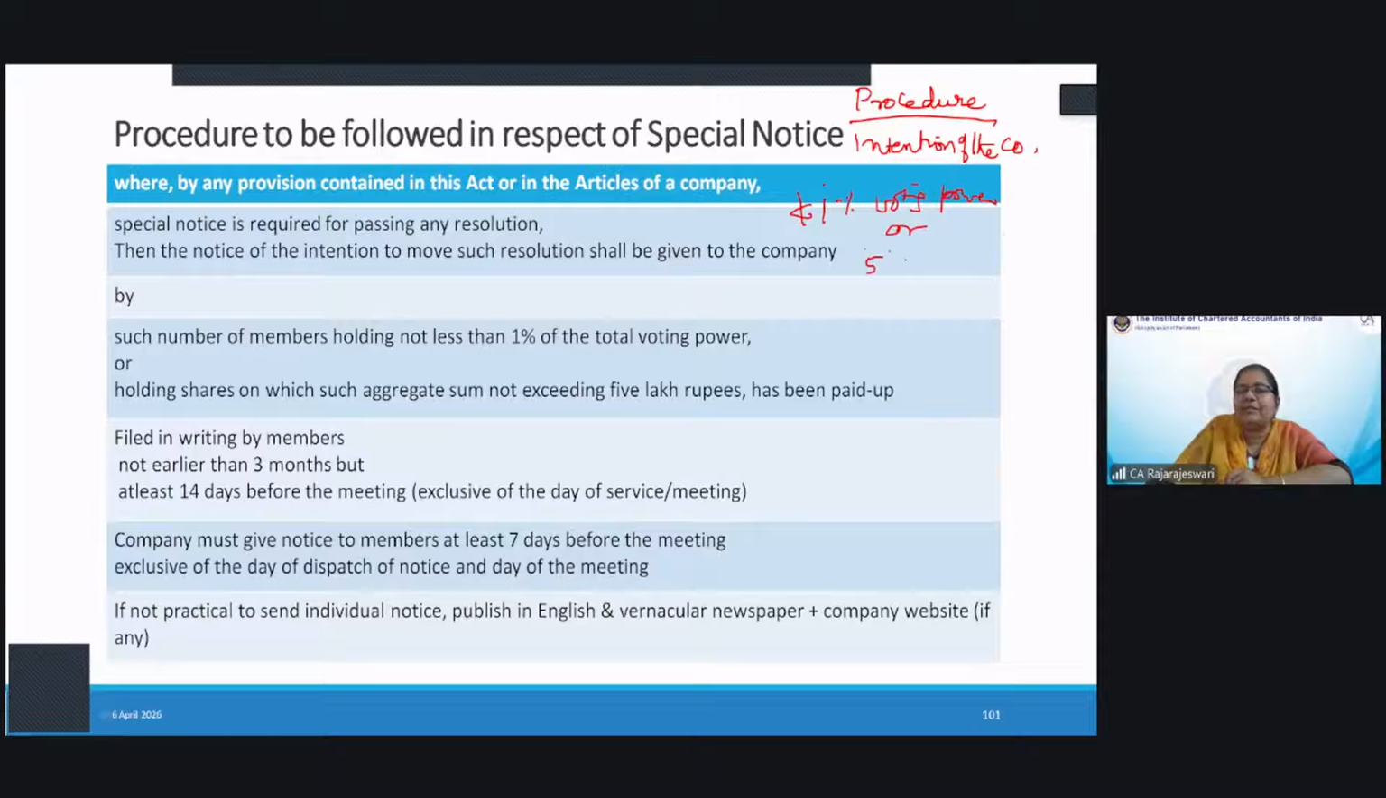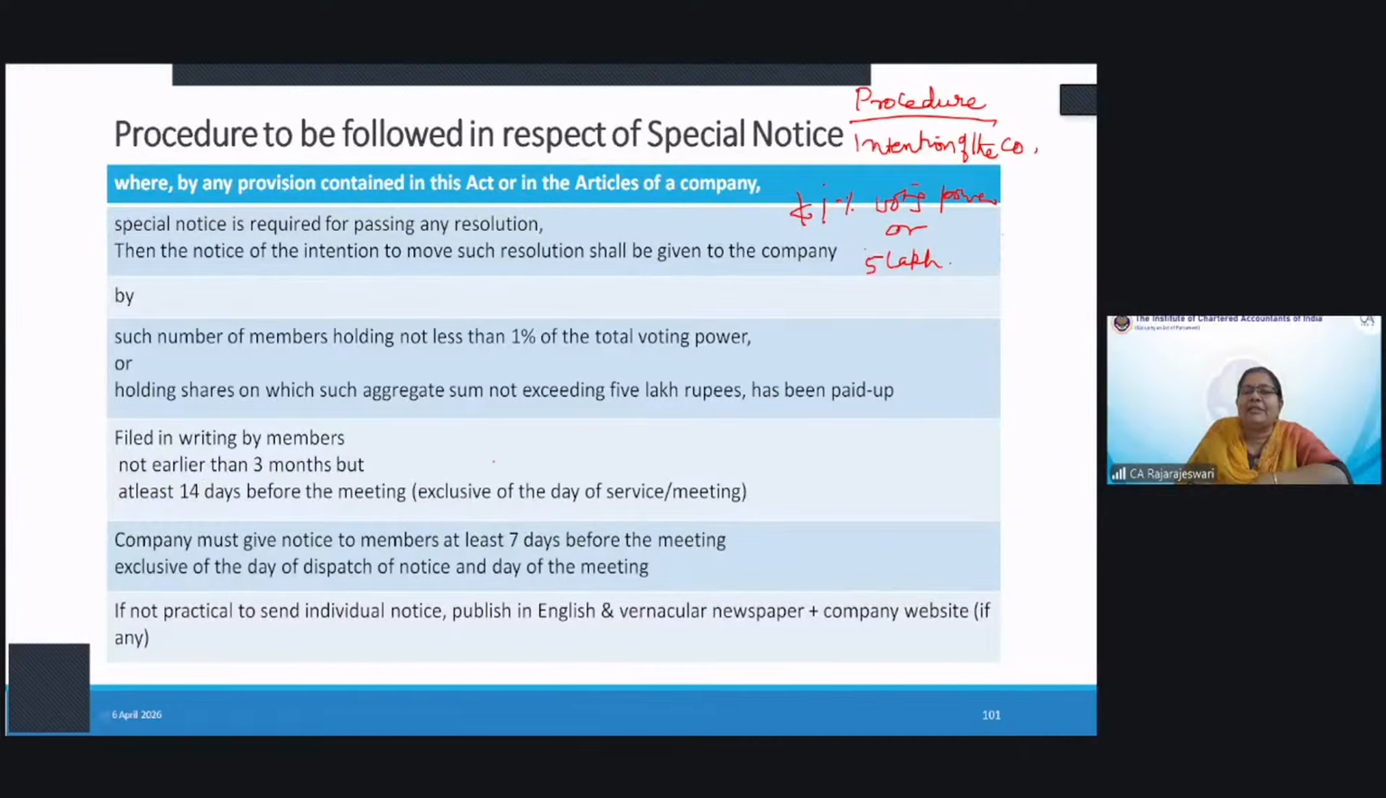So even in that case, he can move a resolution and give his intention, and that member should have at least a minimum of 1% of voting power. The company in turn will give the notice to the other members, and it will also be published in an English and a vernacular newspaper. We will now read this.